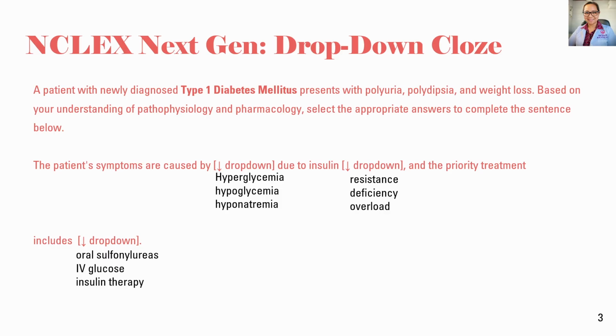So this is testing your knowledge regarding type 1 diabetes mellitus. The patient's symptoms, polyuria, polydipsia, and weight loss, are classic signs caused by hyperglycemia due to insulin deficiency. Understanding this pathophysiology guides you to select insulin therapy as a priority treatment. This exercise reinforces critical thinking by linking clinical presentation with underlying mechanisms and appropriate interventions, which is essential for NCLEX success.